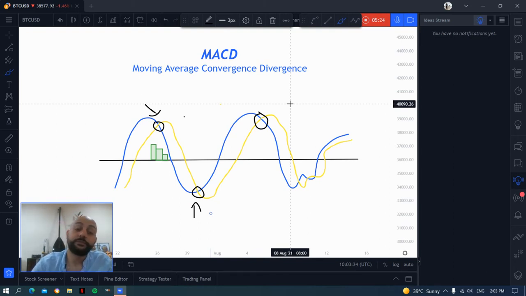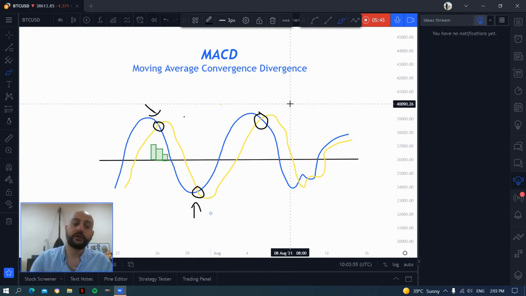The second way, a lot of people use the histogram. Like I said, the histogram just shows the distance between the MACD and the signal line. It basically shows us the momentum of the market, if it's gaining momentum or slowing down. So what people try to do is anticipate when a reversal is going to happen.